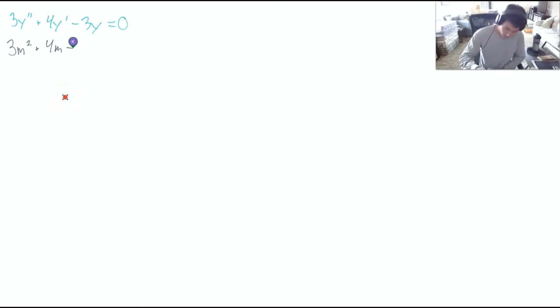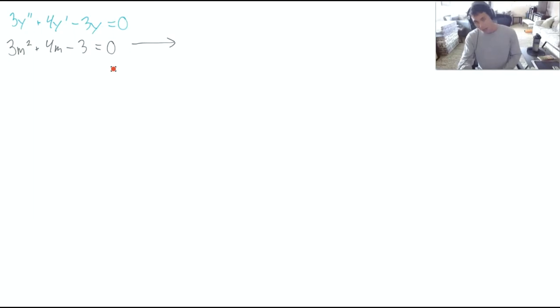minus 3 is equal to 0. So what we want to do is represent this differential equation as a polynomial. We call that the auxiliary or the characteristic equation, whatever you want to call it, that's fine. So that's how we do it. And then we want to find the roots of this polynomial.